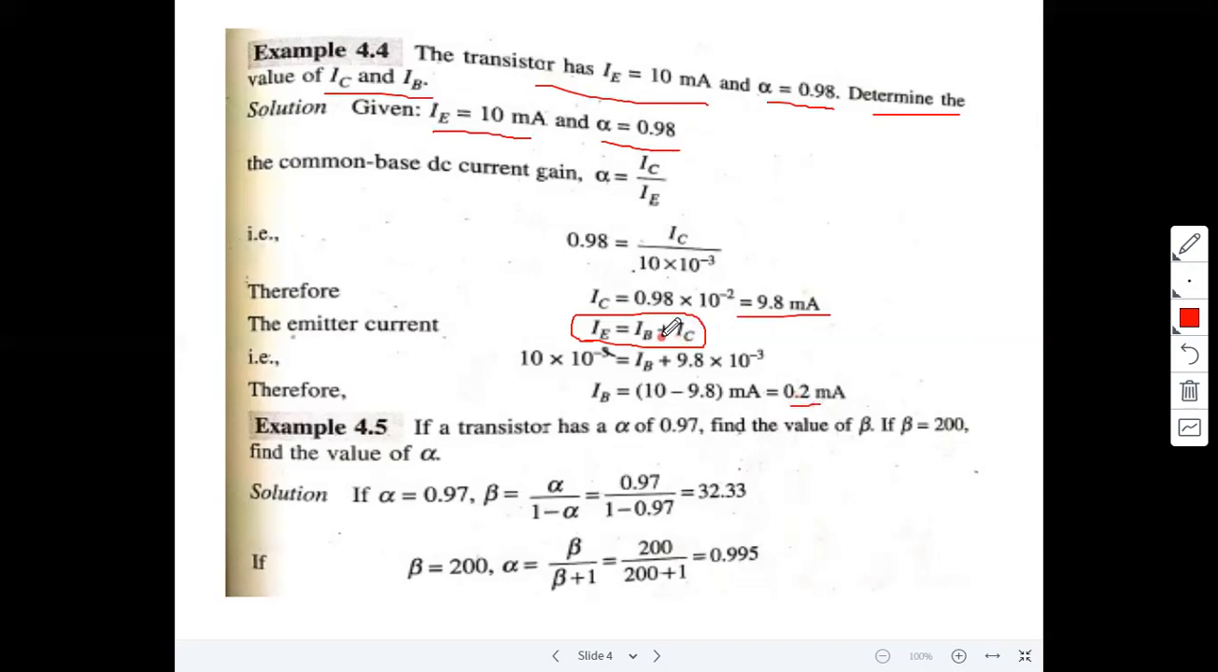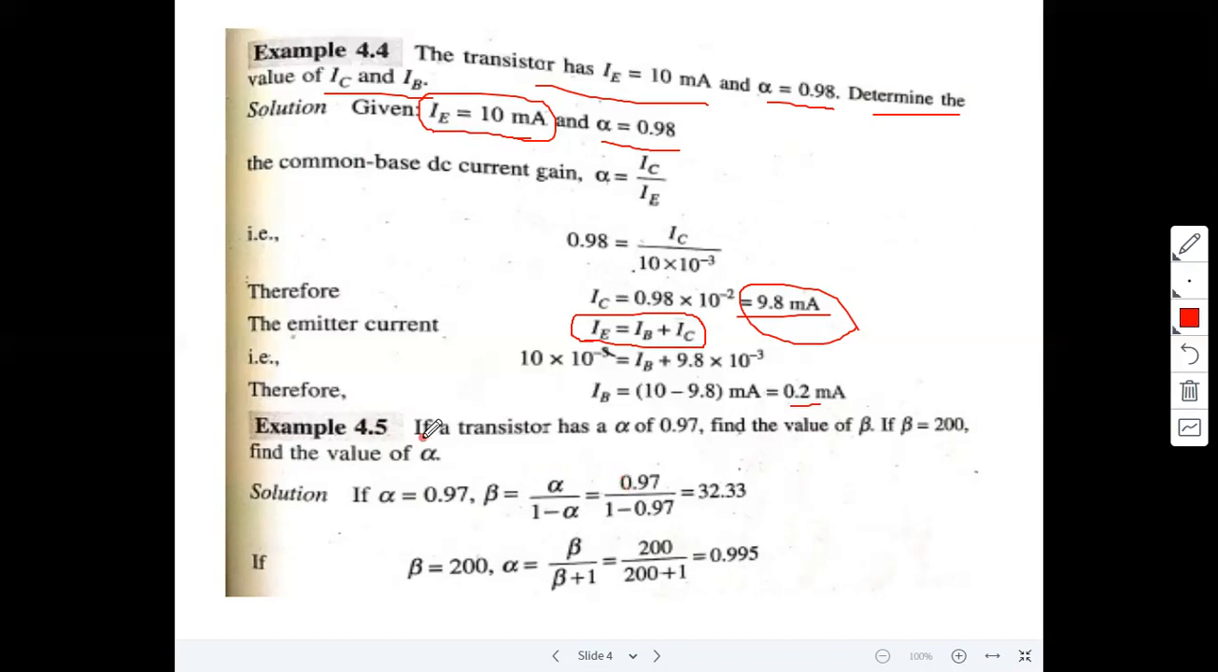In common base configuration, we may neglect IB also. IE is approximately equal to IC. Observe here, what is the IC value? IC value is equal to 9.8 milliamperes. What is the IE value? IE value is equal to 10 milliamperes. Okay, almost the same, approximately equal. So in CB configuration, IC is approximately equal to IE.